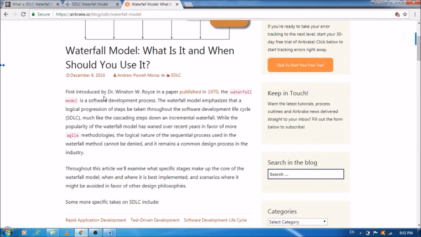The waterfall model was first introduced by Dr. Winston W. Royce and published in 1970. The waterfall model is a software development process. It emphasizes that a logical progression of steps be taken throughout the software development life cycle. Another point is that the waterfall model is a pioneer of the SDLC process. It was the first model which was widely used in the software industry. Okay.